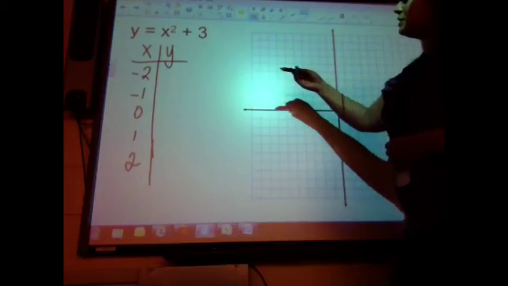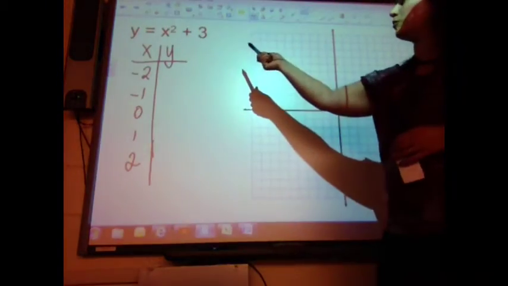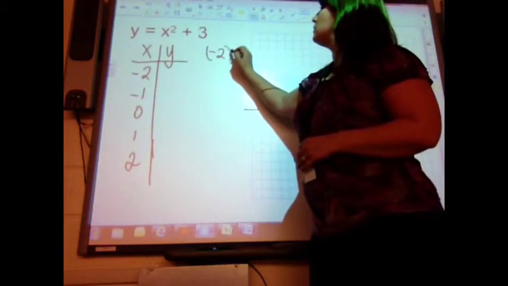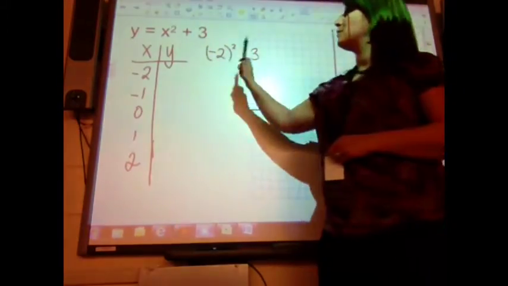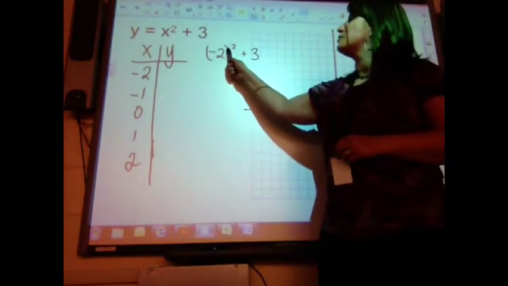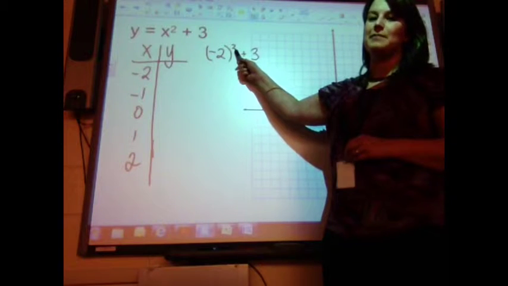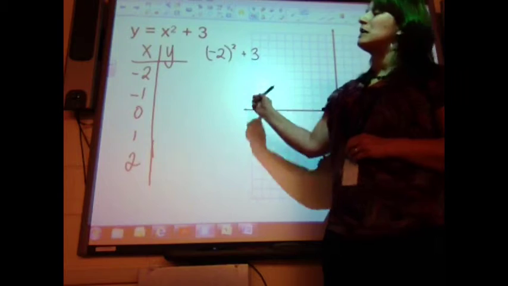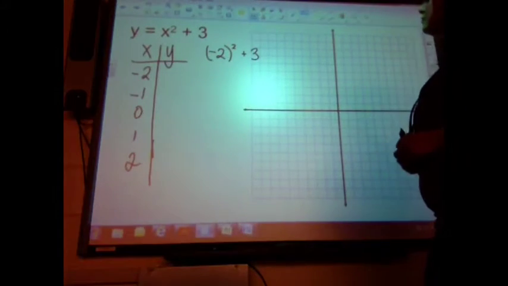So the first one I'm going to do is -2. I'm going to plug -2 in for every x in the whole equation. For this one, there's only one of them. So I'll do -2 squared plus 3. So I just replace the x with the -2. If you're going to use your calculator, it's important that you remember to put the -2 in parentheses and the square on the outside, or the exponent of 2 on the outside. This tells your calculator you mean -2 times -2 instead of meaning the opposite of 2 squared.